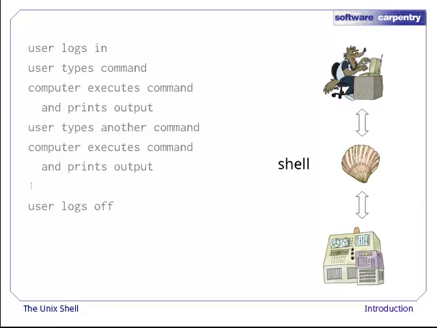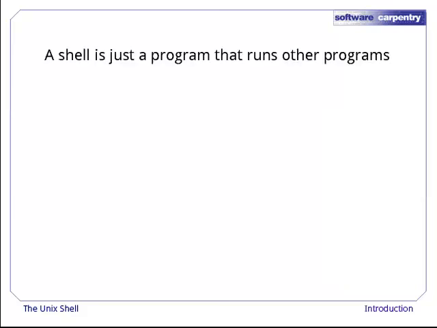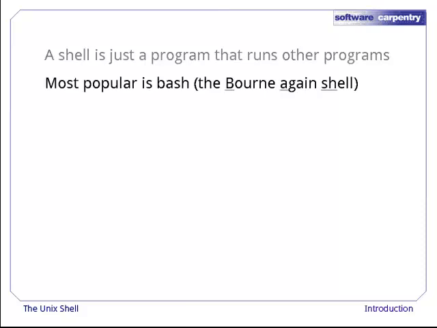What the user types goes into the shell, which figures out what commands to run and orders the computer to execute them. The computer then sends the output of those programs back to the shell, which takes care of displaying things to the user. A shell is just a program like any other. The only thing that's different about it is that its job is to run other programs rather than to do calculations itself.